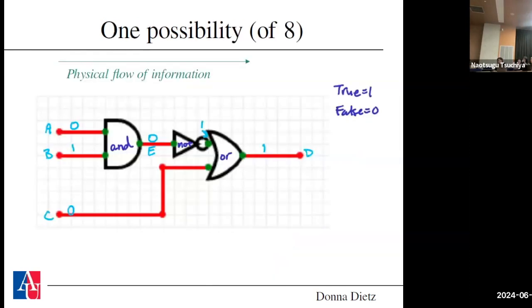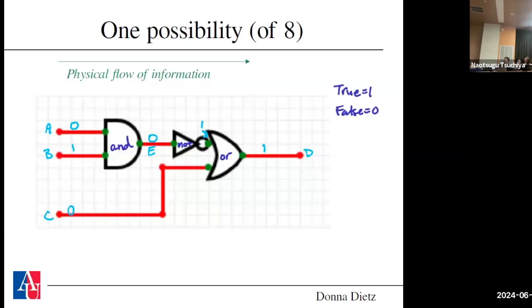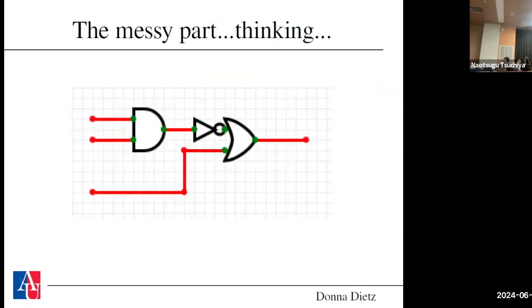Okay. So here's just one example. There's 8 possible ways you could set A, B, and C, and then you can draw that whole thing out. And the messy part is the thinking.